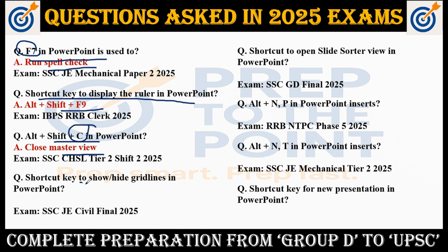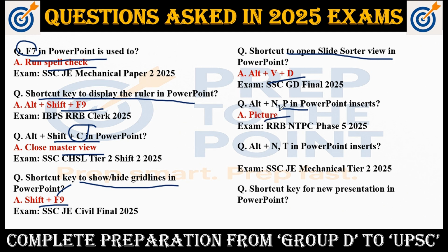Shortcut to show or hide grid lines in PowerPoint: Shift plus F9. Shift F9 to show or hide grid lines. To open slide sorter view in PowerPoint: Alt plus V plus D. Alt V D is used to open slide sorter view in PowerPoint. Alt plus N P in PowerPoint inserts picture.